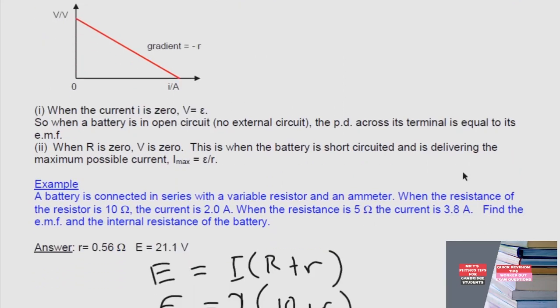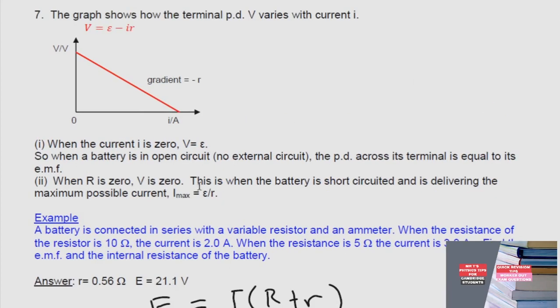Then when R is equal to 0, V is also equal to 0. This is when the battery is short-circuited, delivering the maximum possible current. So I maximum is equal to the EMF over the small internal resistance r, which is very dangerous.